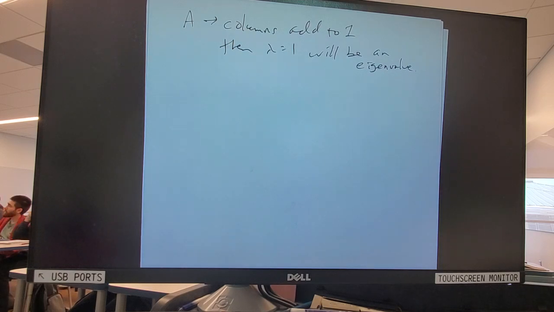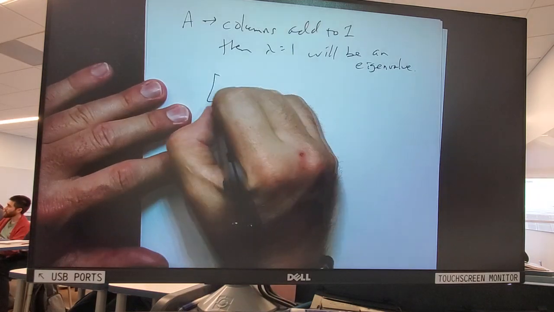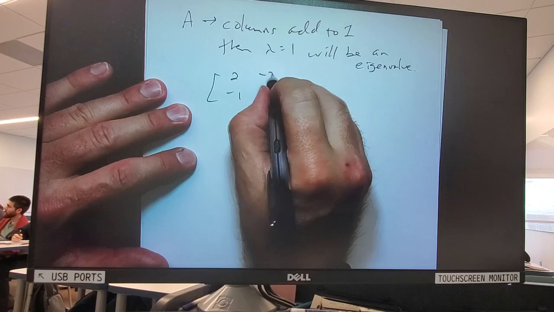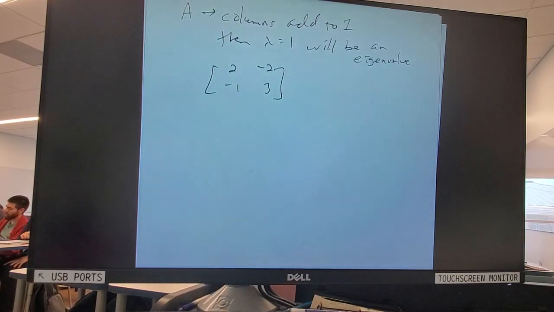What do you mean the columns add to? Oh, all right. So let me give you an example. It's exactly not what you would think. It's just that, right? That's what I mean. 2 plus negative 1 is 1. Negative 2 plus 3 is 1. The columns add, let me say it like this. All the elements of each column add up to be 1. Is that better? Okay.